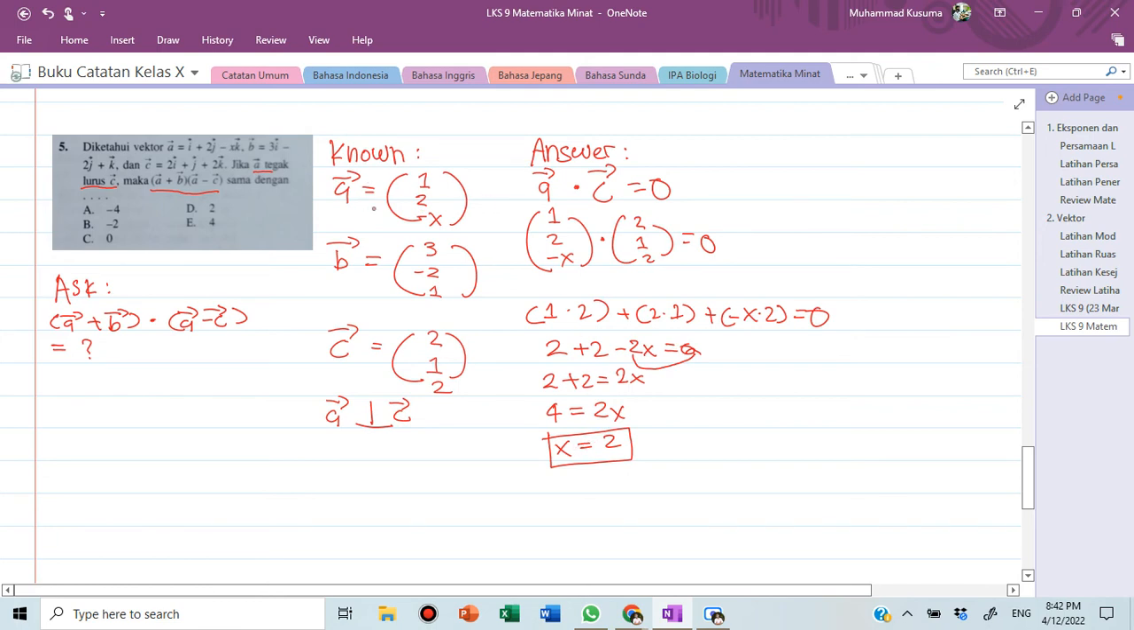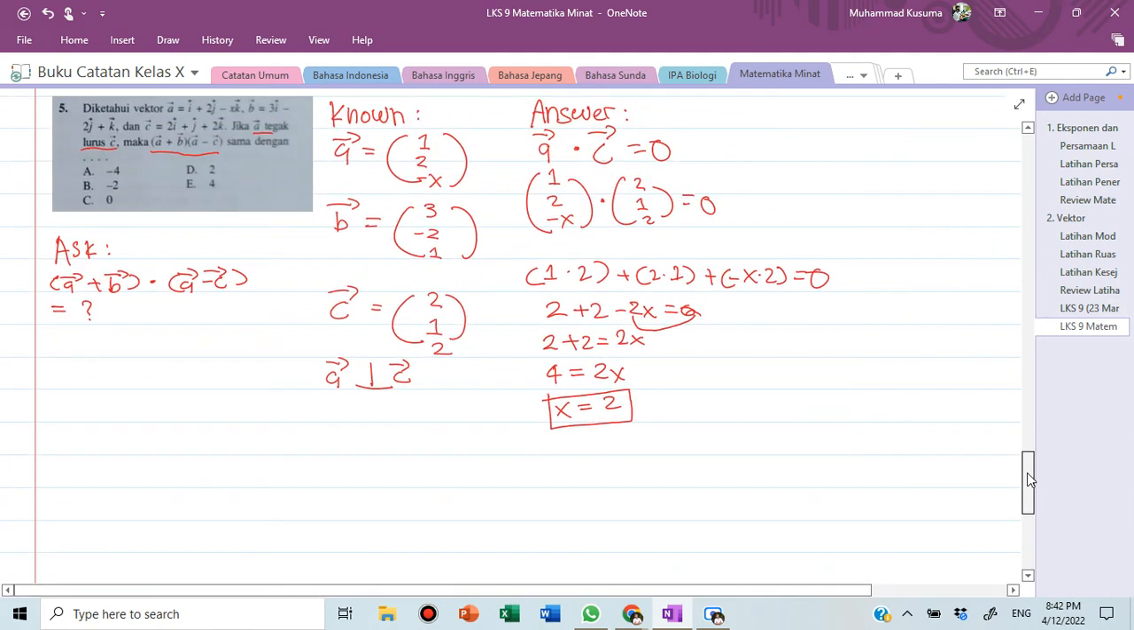Now we could insert it here, so we can know the coordinate of vector a. That means the coordinate of vector a is (1, 2, -2). Don't forget there's a minus sign here. Don't forget it, okay? If you forget it, the result will be false. So the coordinate of vector a is (1, 2, -2).